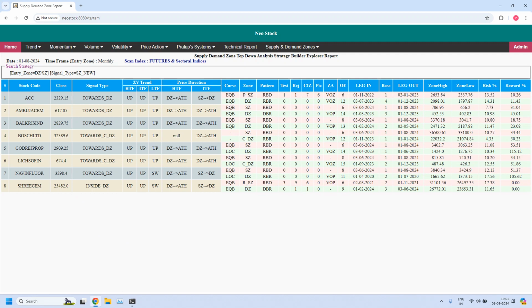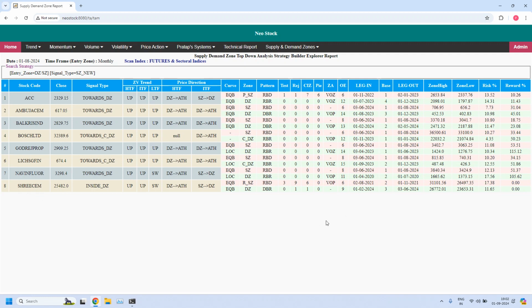If there is no zone nearer than the newly created zones, probably the newly created zones will be displayed. See here, 18, 18, 18, all supply zones. But this one is from 2021. The reason is that even though a newly created zone exists, probably it might have been created inside this zone. That is the LOTL zone. The report always displays the zone that is nearest to the current price. But this stock is having a newly created monthly supply zone.